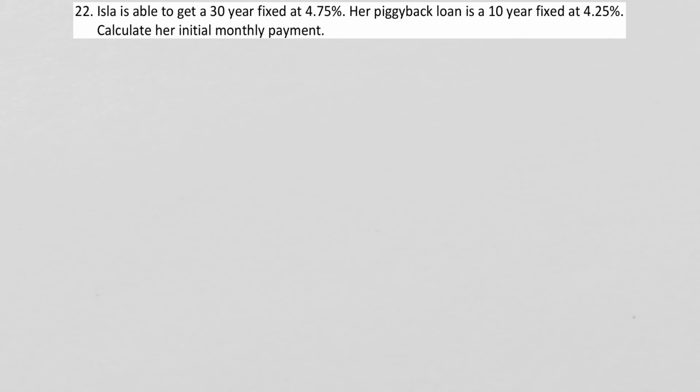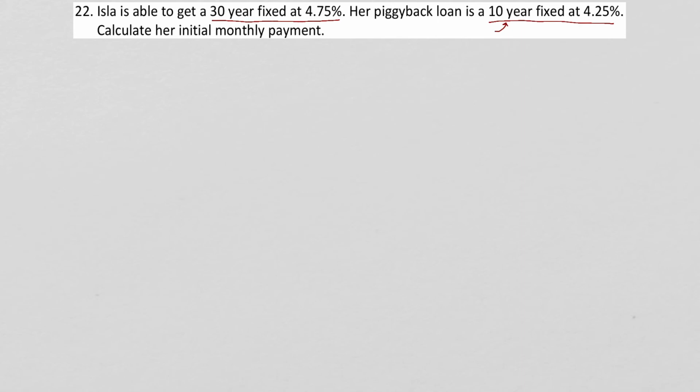Okay, so let's see how Isla's total payment is going to work with this. She's got a 30-year fixed at this. That's her first mortgage. Her piggyback loan is a 10-year fixed at this. Piggyback loans are typically higher interest rates, but this is a much shorter time frame, which brings the interest rate down, which is why you see a lower interest rate there. Okay, so let's do the calculations to figure out her total payment.